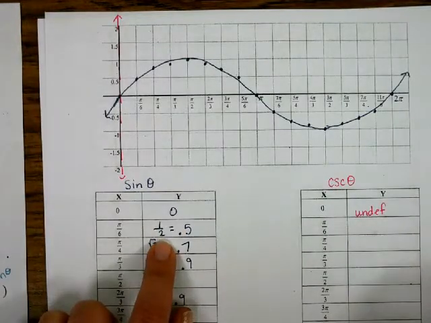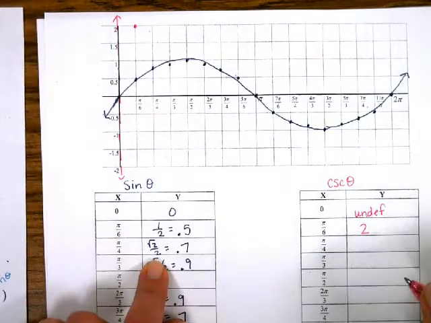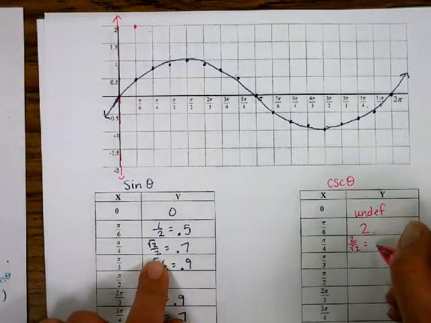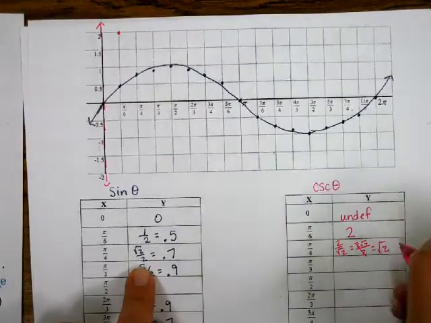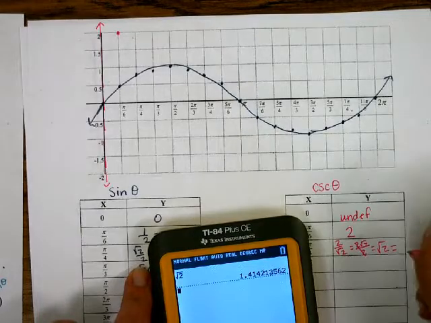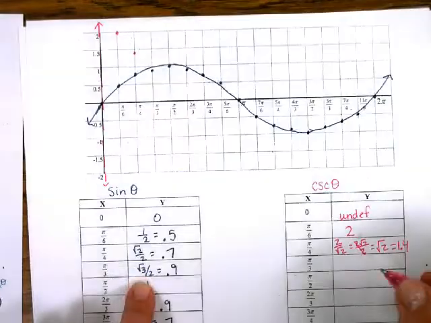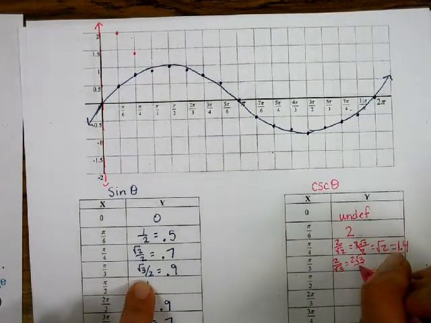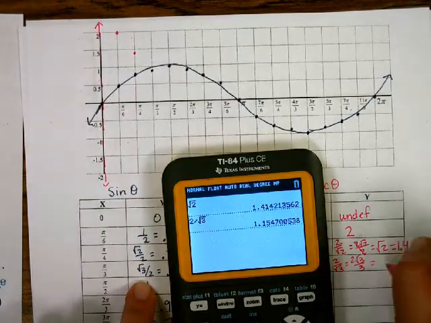Okay, pi over 6, flip that over, so it's 2. Pi over 4, when I flip that over, I get 2 over root 2. And really that ends up being 2 root 2 over 2, or root 2, which if I put it in my calculator, is 1.4. Pi over 3, flipped over, 2 over root 3 becomes 2 root 3 over 3. Put it in my calculator, 1.2.